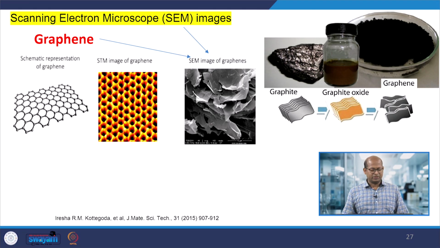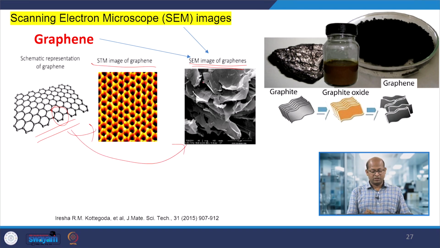So here you can see graphene was taken. That is one carbon allotrope, and it is a 2D structure. Here is the hexagonal structure with carbon-carbon bonds. In the TEM image we get sheets like this, and in the SEM image we can get this type of structure.